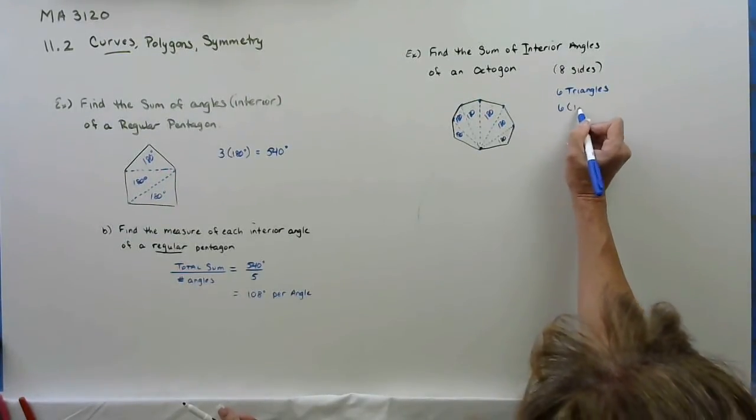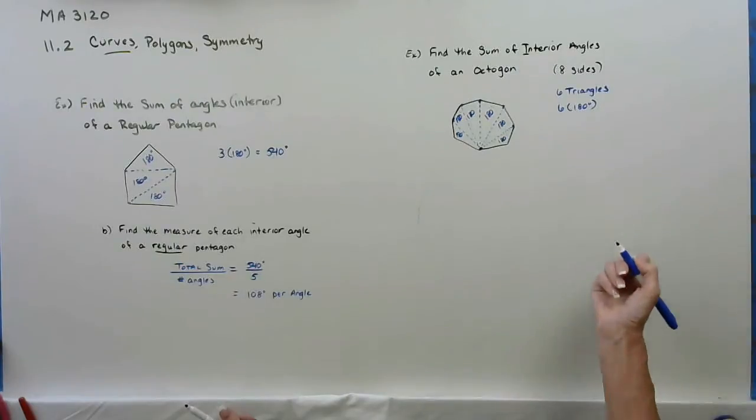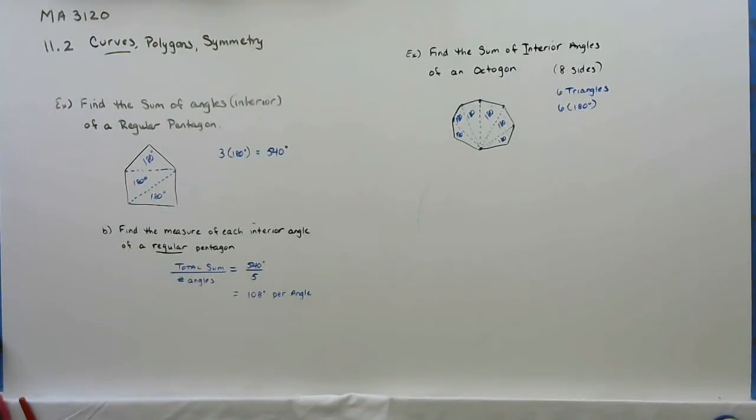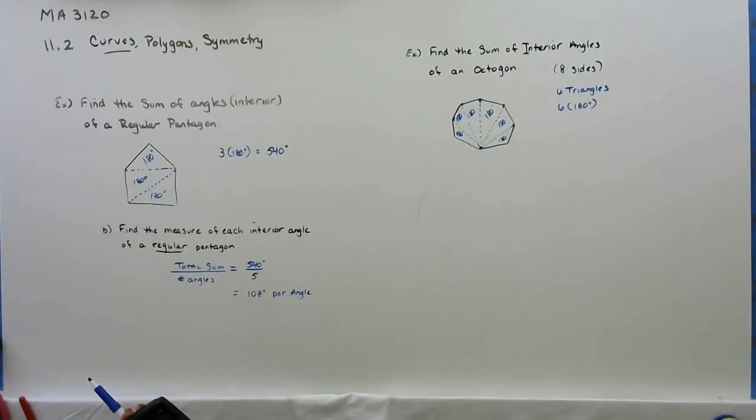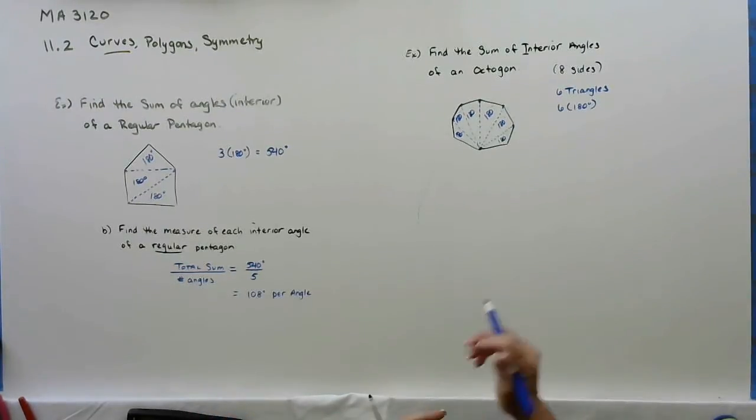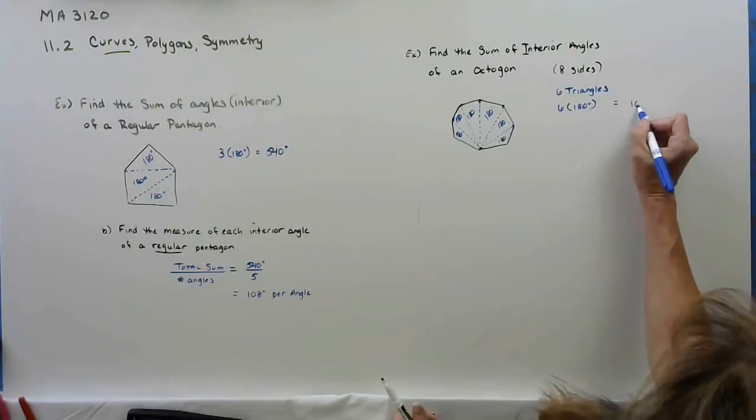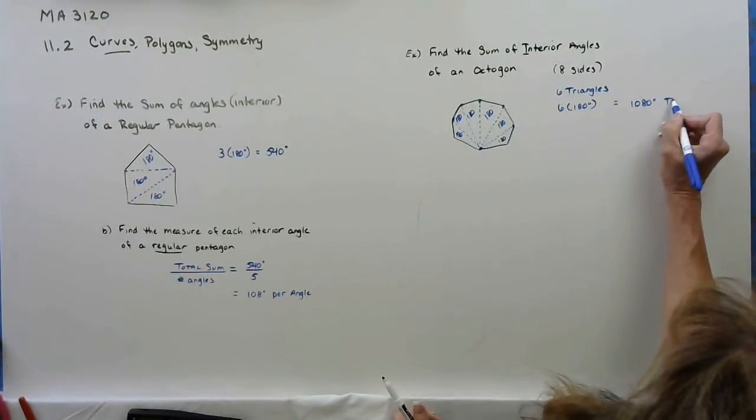So that's 6 times 180 degrees. And what is 6 times 180? Sorry, I should have been a little more prepared. 6 times 180. 1,080 degrees total.